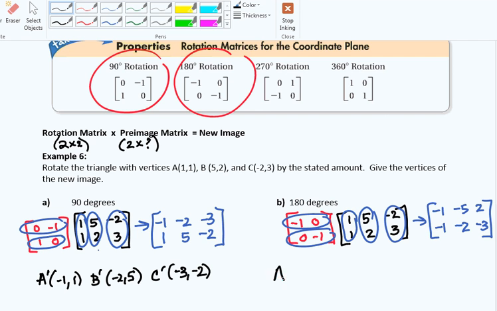And then I have my answer. A is negative 1, negative 1. B is now negative 5, negative 2. And C is 2, negative 3.